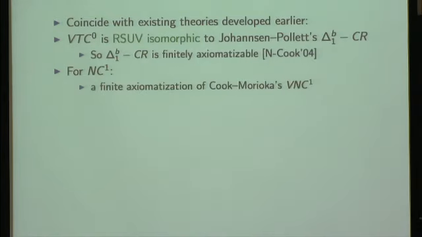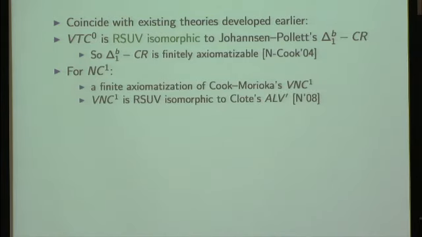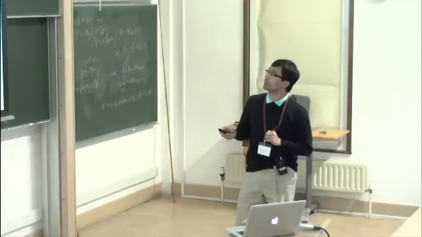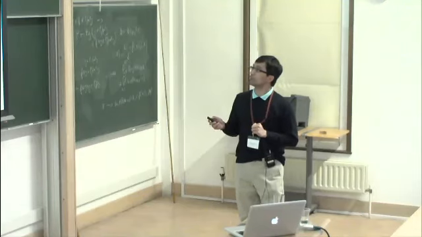For the class NC1, this will give a finite axiomatization of the theory also called VNC1 that was developed earlier by Cook and Montréal. Moreover, it can be shown to be isomorphic to the closed theory ALV prime. And this actually shows that a number of theories that were developed for NC1 are equivalent. This includes in the list Arise's theory AID, the closed theory ALV, and the closed activities theory TNC0.